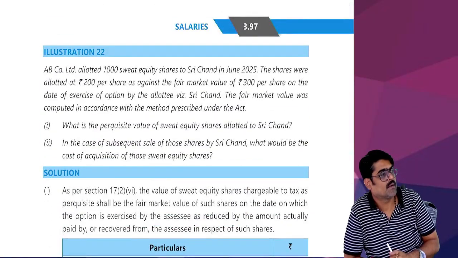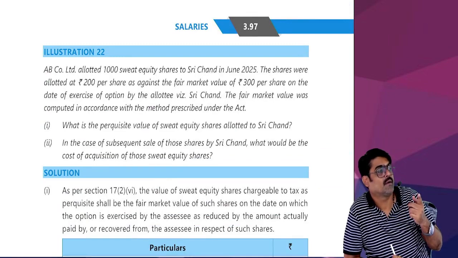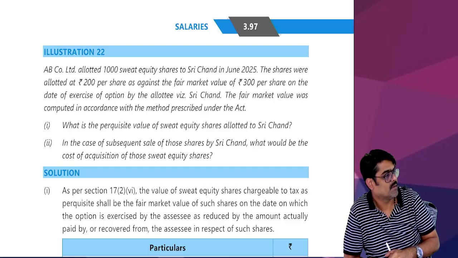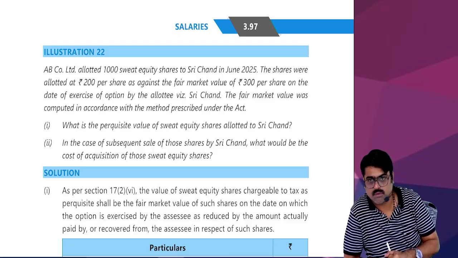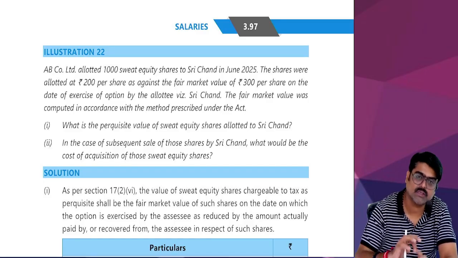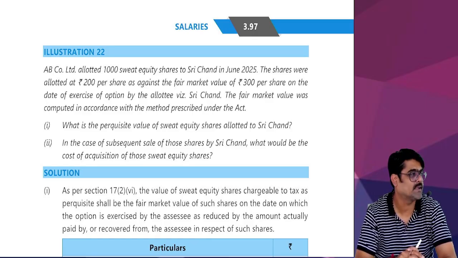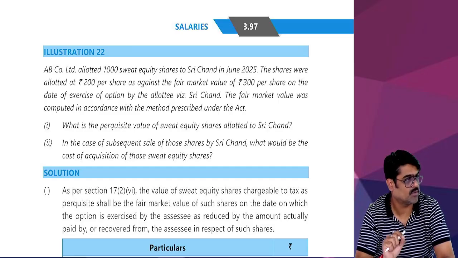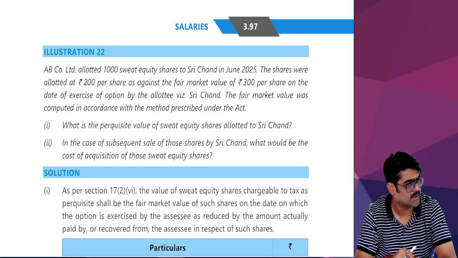In 21, perquisites are tested. Write down besides question number 21: what concept? Perquisites. And in question number 22, do you remember 17 subsection 2 clause 6, sweat equity shares? So write down perquisite, sweat equity shares, perquisite dash sweat equity share. For that perquisite, this question is there.